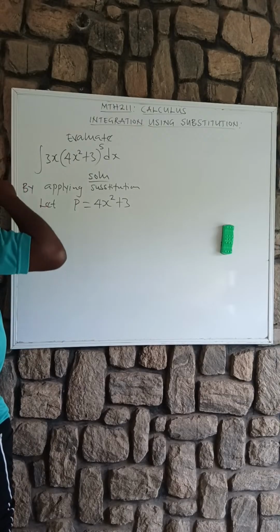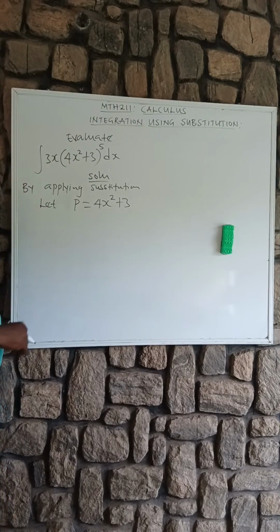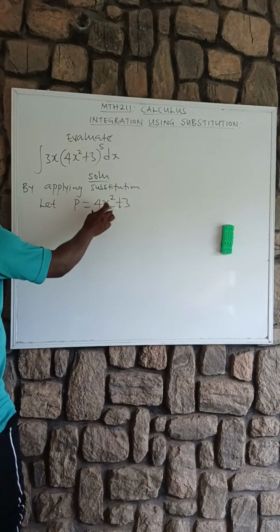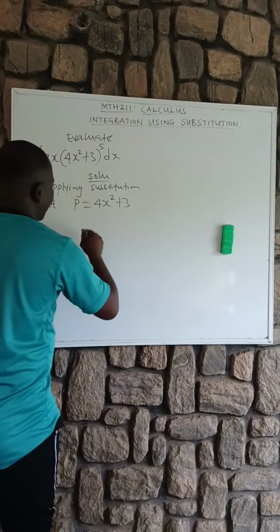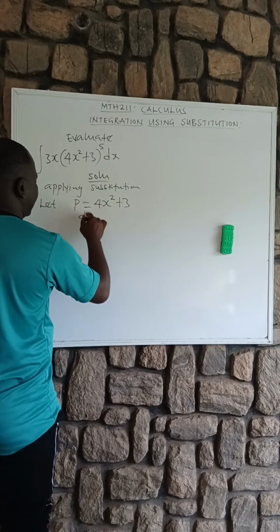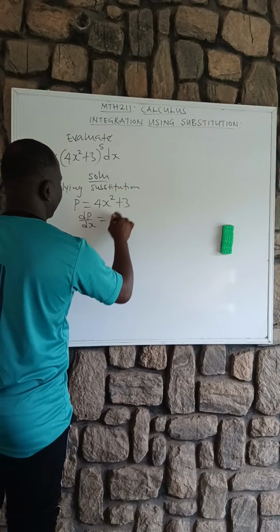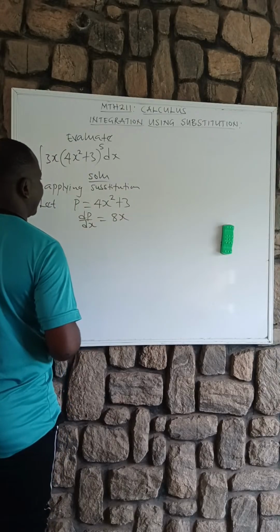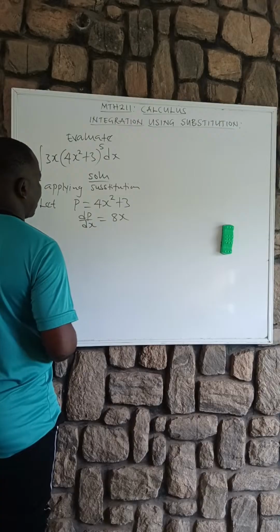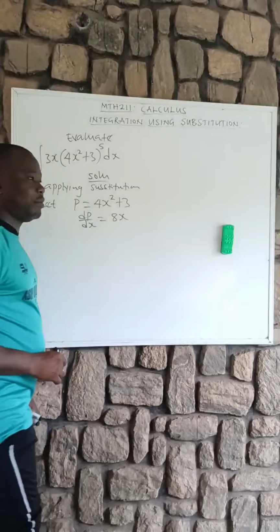Okay. You agree with me, right? So if we differentiate this with respect to x, our dp all over dx is going to be what? 8x, right? Okay. So what we need to do, look at the integral.